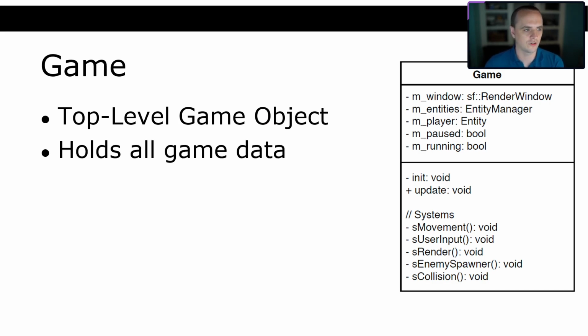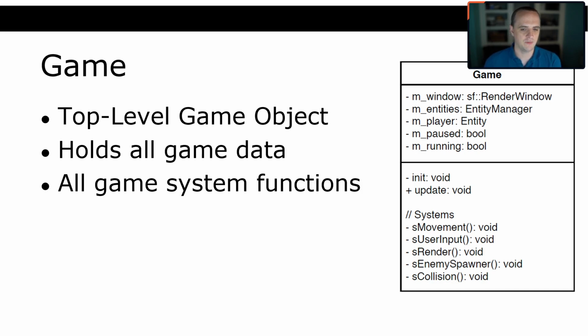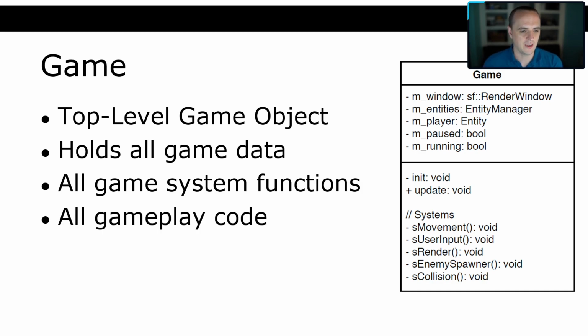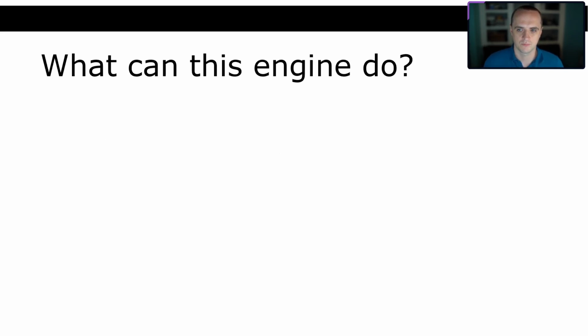It's going to store somehow all of the game data, and all the game system functions are going to be there as well. The gameplay code is going to be there in the form of systems. So all of the things related to our game at a top level are stored in this game class, and it's very important. So what can this game engine do?